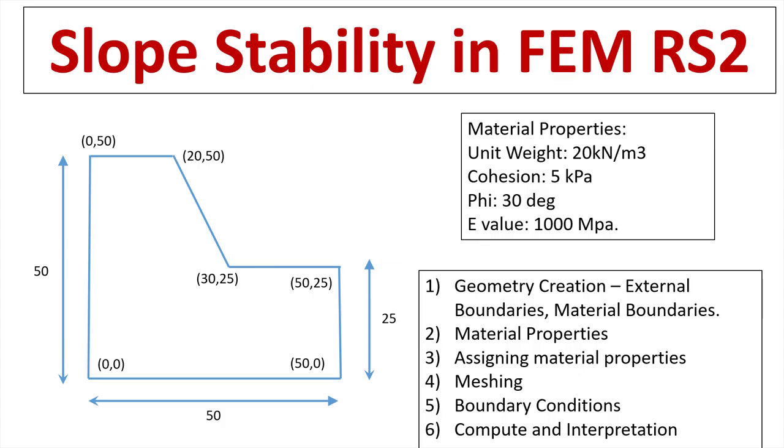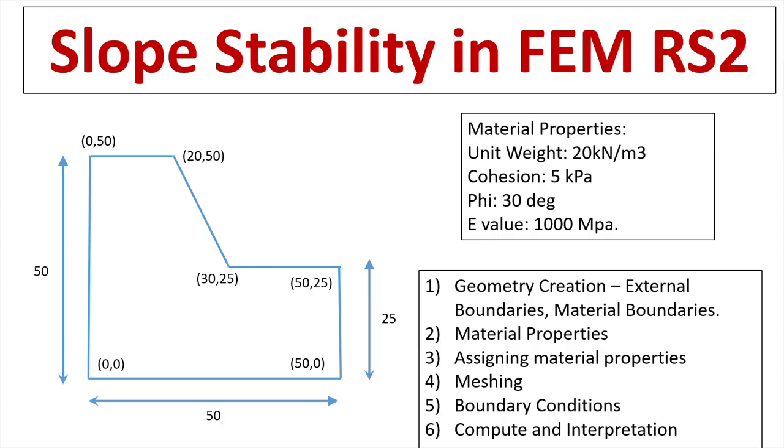Second is to create material properties, that is, to give input of various properties in the respective tabs. Once materials are created, we have to assign them to their respective zones. Further, we will have to do the meshing. Then we have to create boundary conditions. This was not there in the limit equilibrium method, which we used in Slide software.